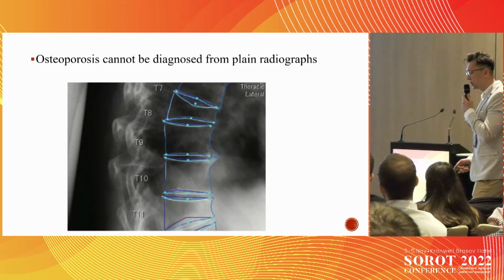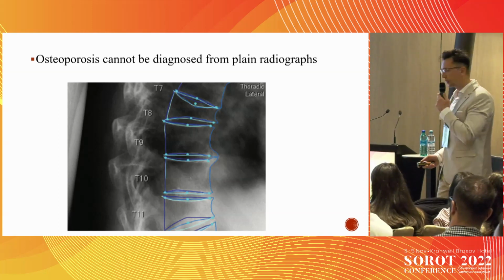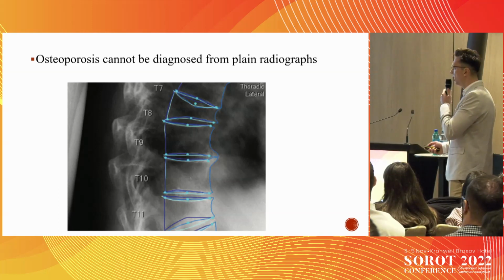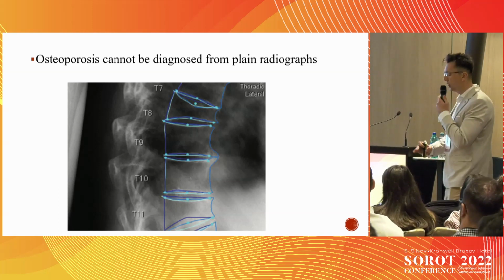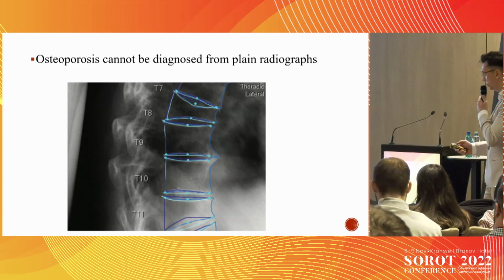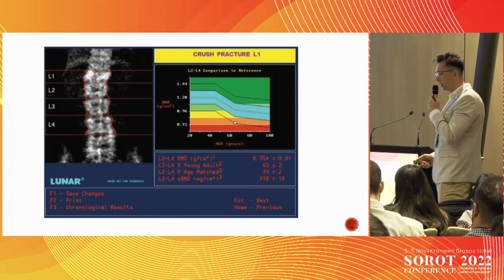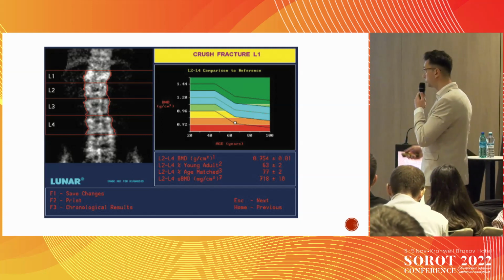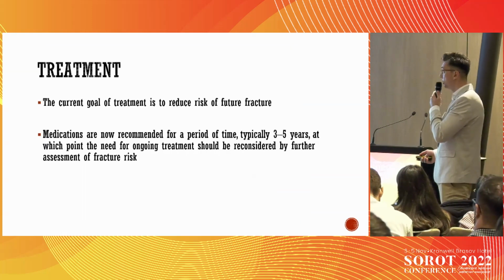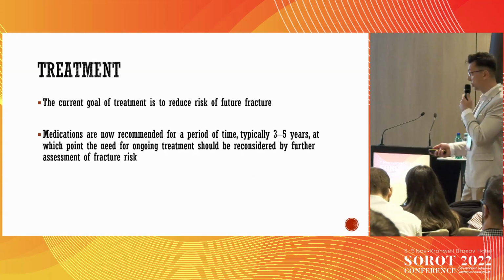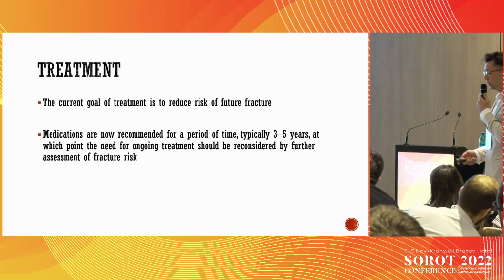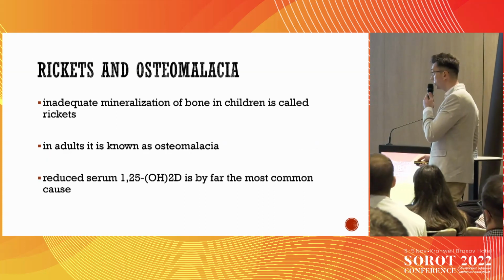Osteoporosis cannot be diagnosed by plain X-ray, but we can measure the compression of the vertebral body. If we have moderate or severe compression, which is higher than 25%, we can predict sooner hip fracture, for example. DXA is the gold standard for diagnosis of osteoporosis. The current treatment goal is to reduce future fracture, and the medication we use for 3 to 5 years, and then we have to repeat the DXA.